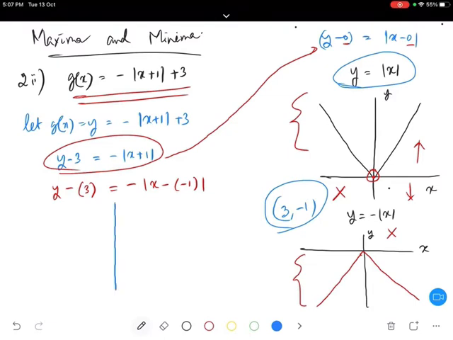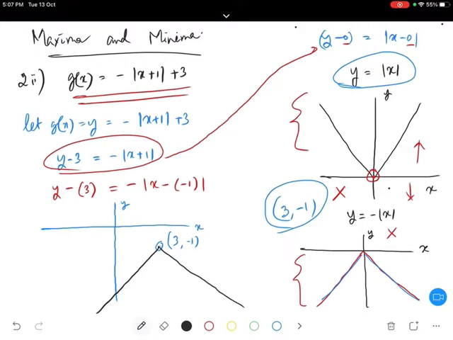So let us draw that function. First thing, let us plot it. 3 comma minus 1 will lie where? 3 is in the positive direction of the x-axis, and minus 1 will be here. So let us suppose this one is 3 comma minus 1. Now the graph will be in the downward direction, so the graph will be like this. Okay, clear? Yes or no?